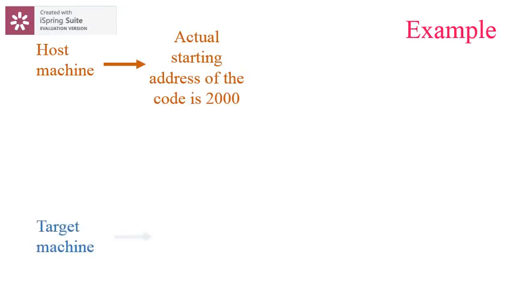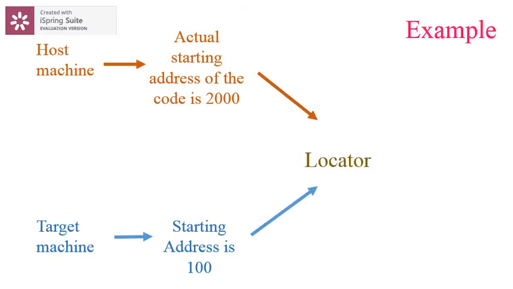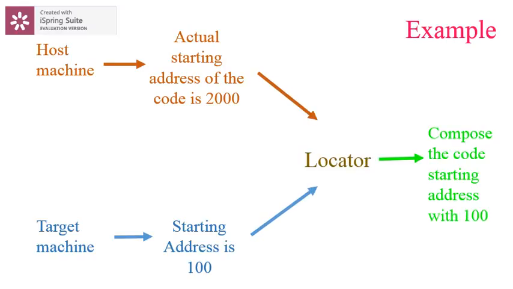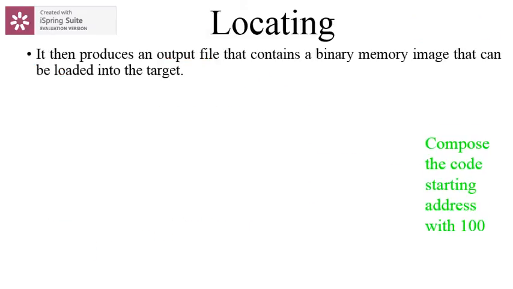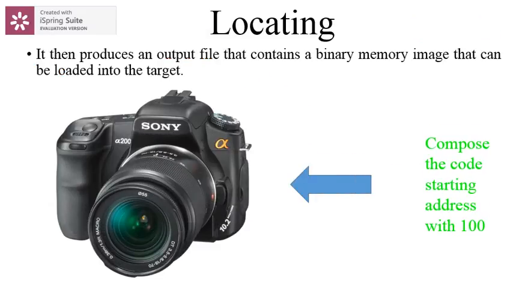For example, the host machine generates the code from the starting address 2000, but the target machine's actual starting address is 100. Now the locator composes the final code with the starting address 100, which is equivalent to the target machine's starting address. It then produces an output file that contains a binary memory image that can be loaded into the target.